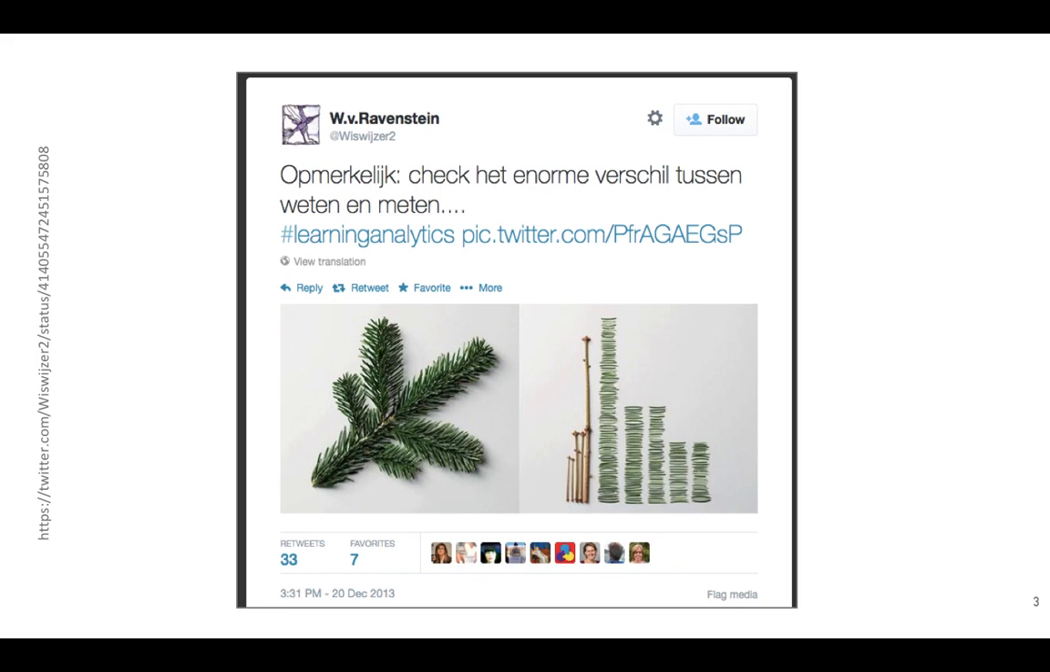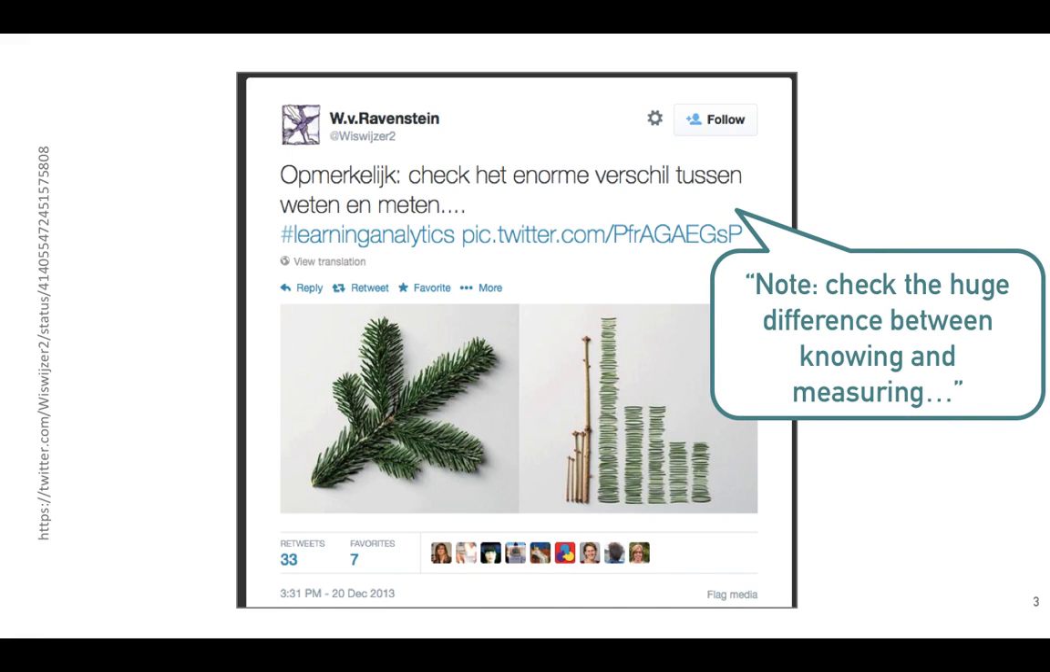Okay, I don't know how your Dutch is, but this is one of my favorite tweets. What's this saying? Check the huge difference between knowing and measuring. Okay, and this gets at some of the concerns that people have around data and measurement, of course.